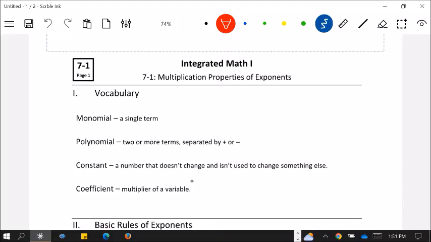Let's look at some things about exponents. In particular, we're going to look at multiplying with exponents. Some of the properties help us. First, some important vocabulary words.